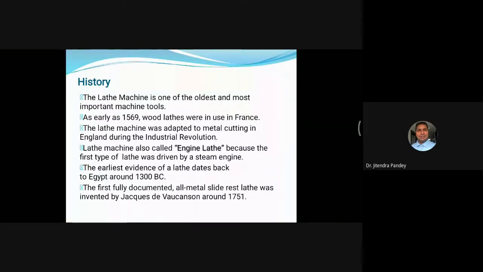When the industrial revolution came, then in England they made the lathe. The lathe machine was adopted in metal cutting in England during the industrial revolution. Lathe machine is also called the engine lathe because the first type of lathe was driven by a steam engine. That's why it was called the steam lathe also.